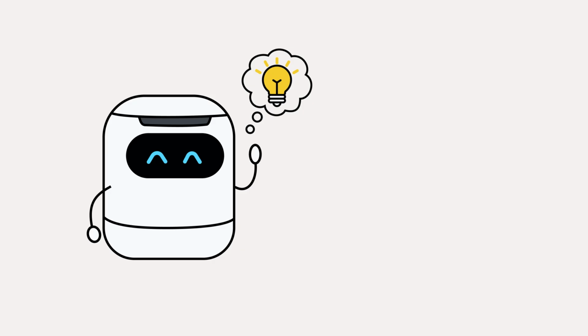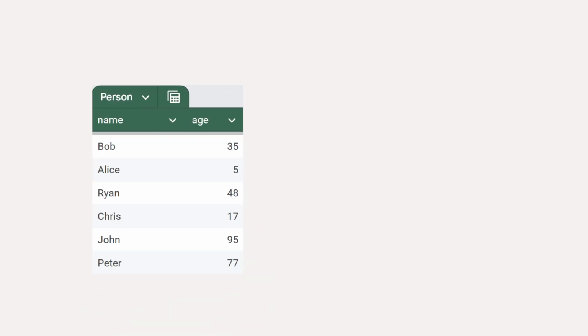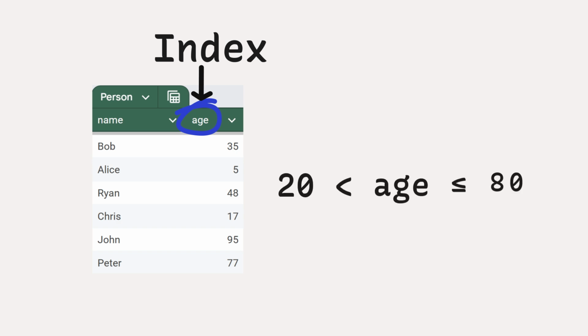Most databases use a data structure called a B-tree to implement their indexes. Let's look at a quick example to understand how they work. Imagine we have a simple table called person. It stores each person's first name and age. Now, let's create an index on the age column. This lets us quickly find rows that fall within a specific age range. For example, everyone between 20 and 80.